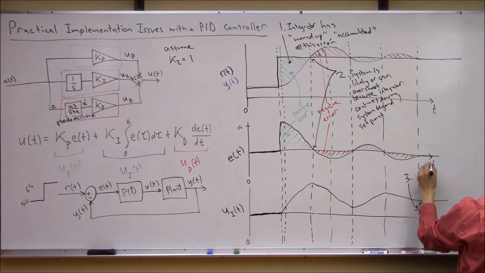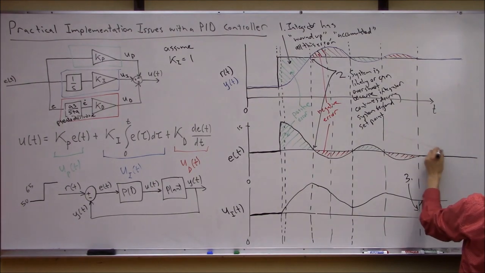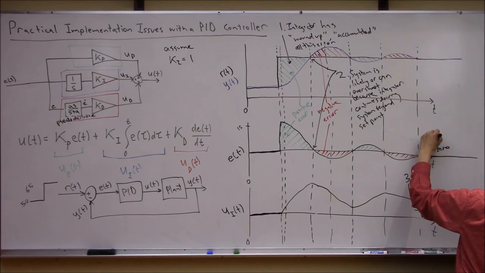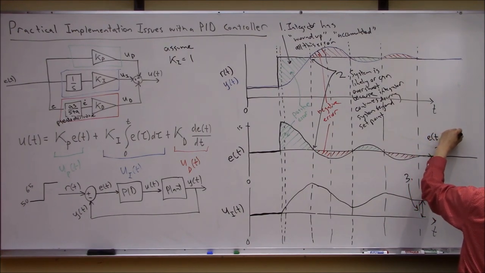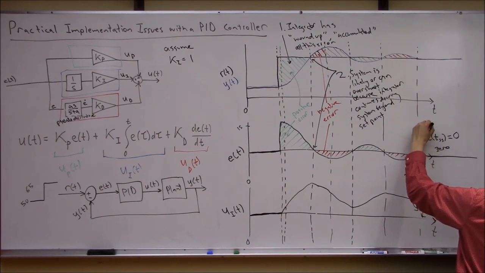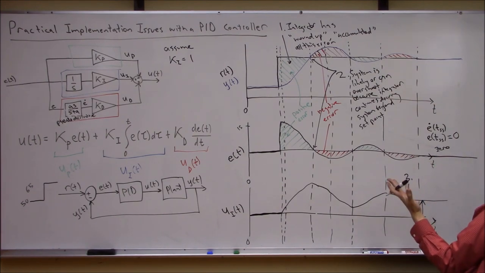In that case, the error is flat. It's absolutely zero, right? So E at steady state is zero. And what's also interesting, what about E dot at steady state? That's the slope of this line. Isn't that also flat?